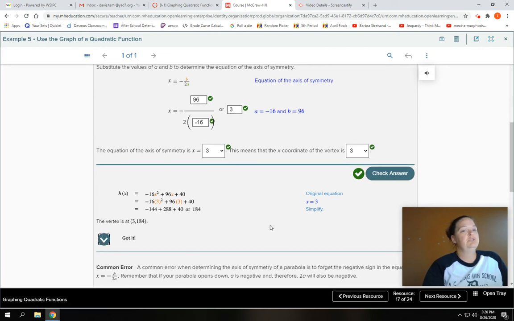A common error when determining the axis of symmetry of a parabola is to forget the negative sign in the equation, x equals negative b over 2a. Remember that if your parabola opens down, a is negative, and therefore 2a will also be negative.